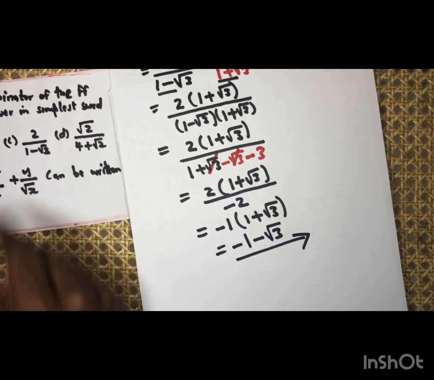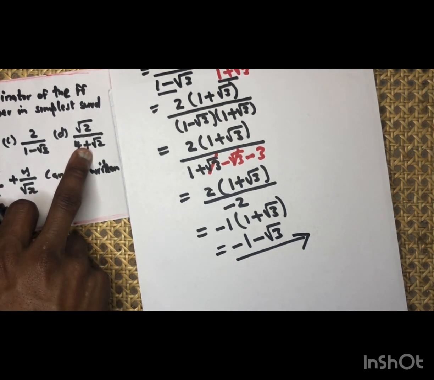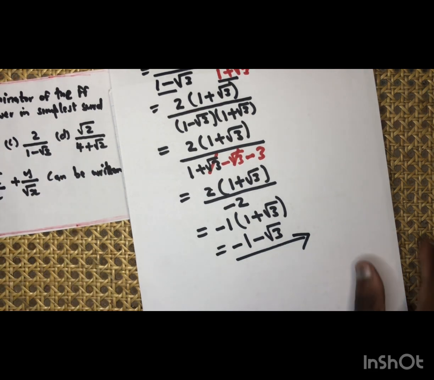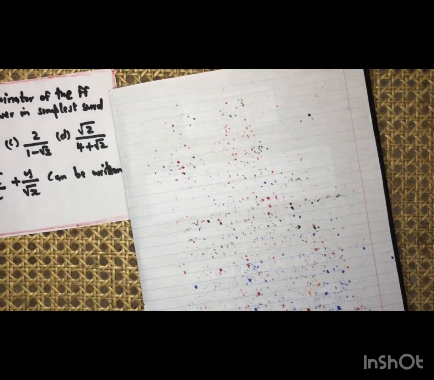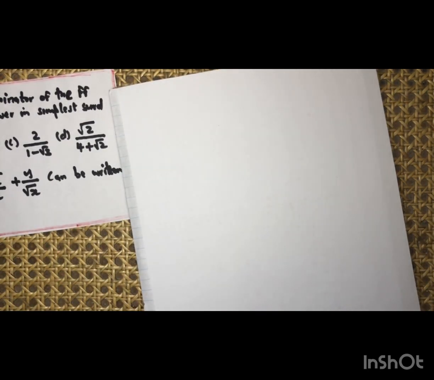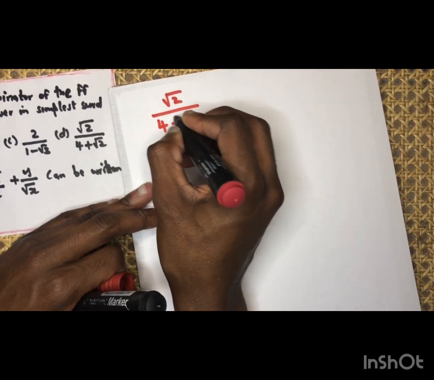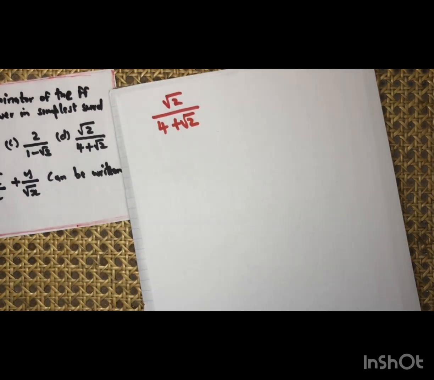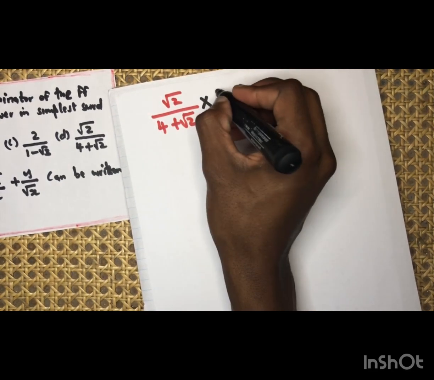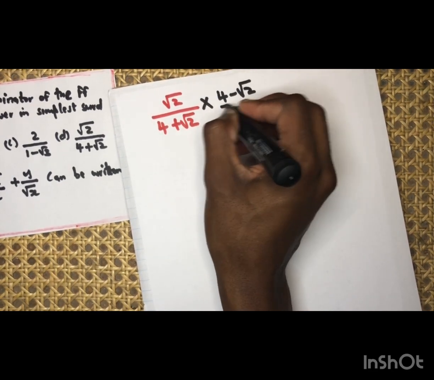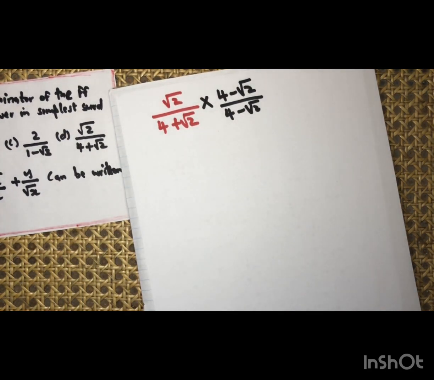So for number D, you're going to do the same thing guys. You just change the denominator sign and make it negative. So what you need to do on number D, I said that we're not going to do it, but I'm going to show you the first step. Since we're given root 2 over 4 plus root 2, it's simple guys. We just put an identity element here. So since it's 4 plus root 2, we're going to say 4 minus root 2 over 4 minus root 2. Then you continue guys.